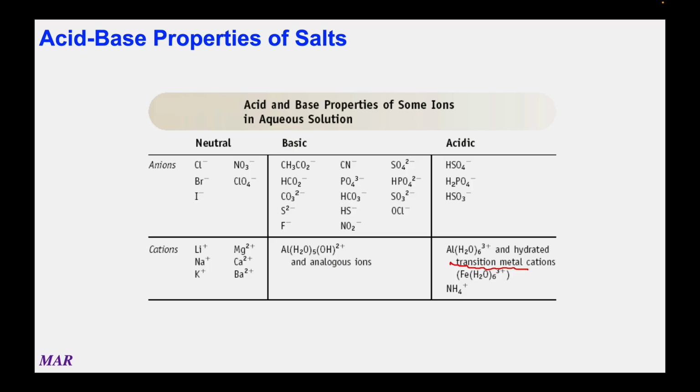Most transition metals will do that. We'll talk about this later, but just realize in the back of your mind that most transition metals will make an acidic solution. And there's ammonium that we saw earlier. Because ammonium is a positive ion, it will create a slightly acidic solution.